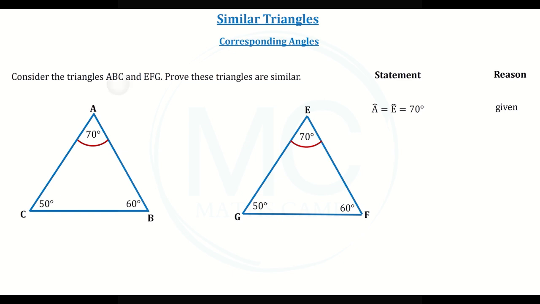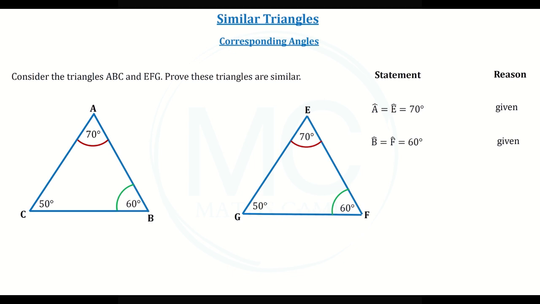Now we can look at B, which is the second letter in ABC. And we can mark this angle in our diagram in green. F is the second letter in EFG. So let's mark this angle in green as well. We can see that both angle B and angle F are 60 degrees. So we know that angle B is equal to angle F. And we can write our statements over here. We know that angle B and angle F are both 60 degrees because the question has given us this information. So again, we use given as our reason.